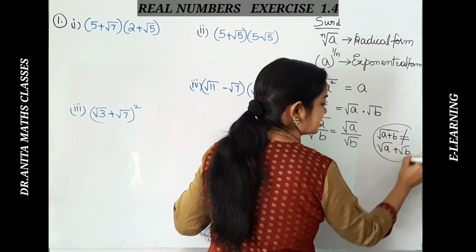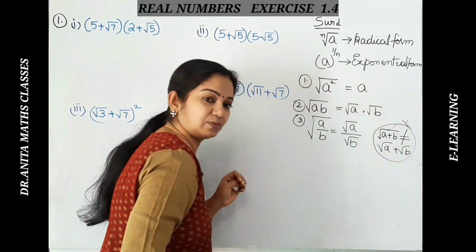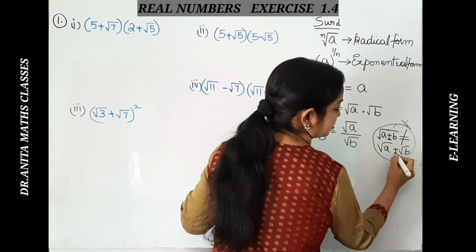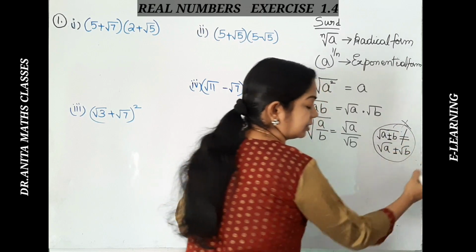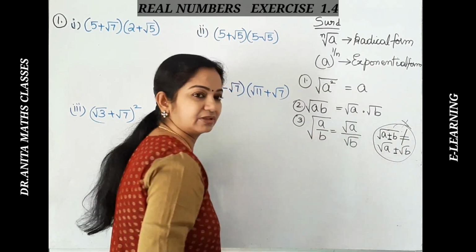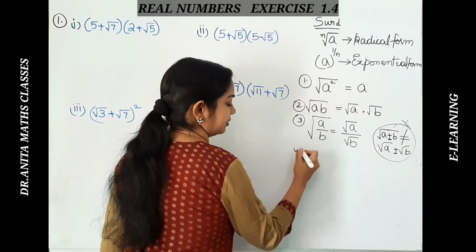Okay, so in the case of addition, this is not equal, we cannot split the square root, as well as in the case of subtraction also. This is not equal to this. Only in the case of multiplication and division we can do it, right? And let me revise one more.